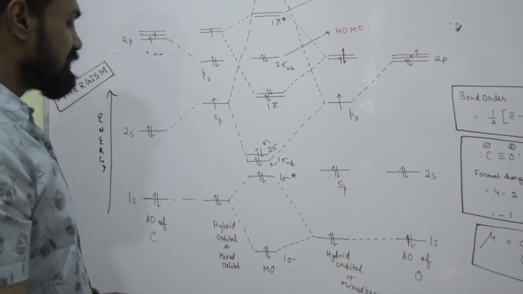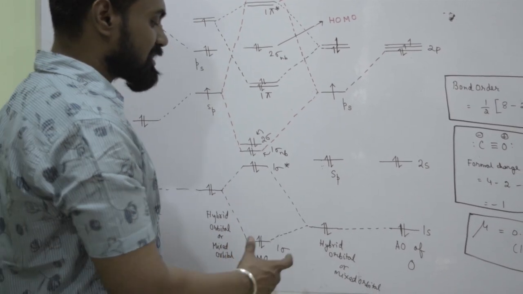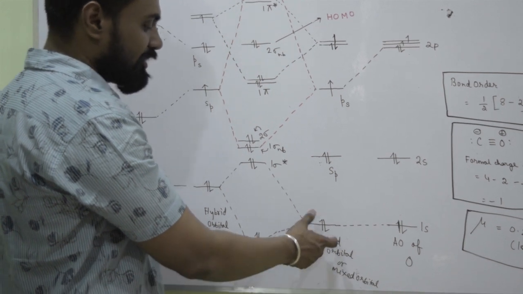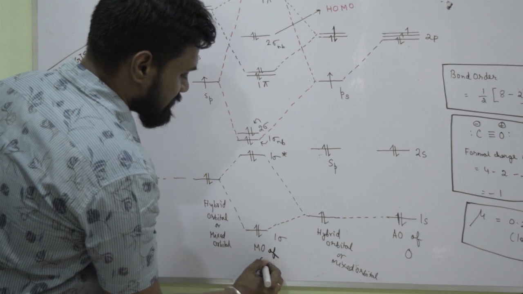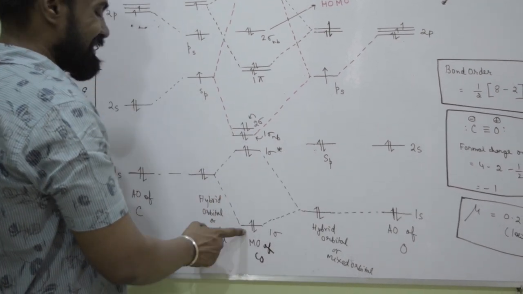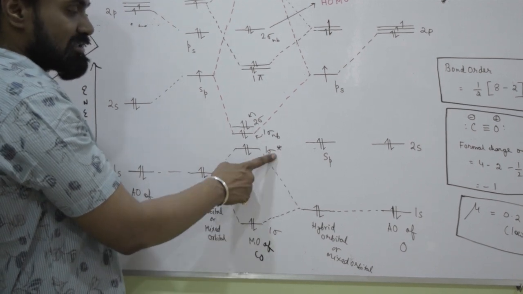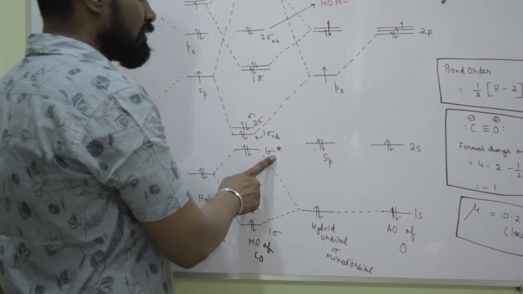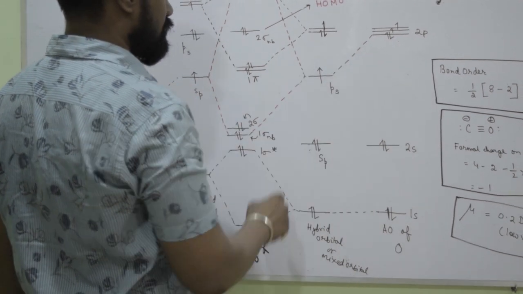You can see that the atomic orbitals intermix to form some mixed orbitals, which then combine to form the MOs. So this is the MO diagram of carbon monoxide. Now just see, the 1s2 and this 1s2 combine to form two MOs, one bonding and one anti-bonding, one sigma and one sigma star. Now this is the 2s orbital and this is the 2p orbital.